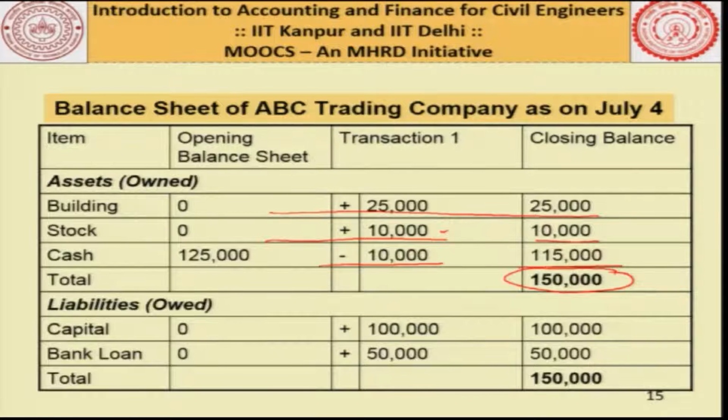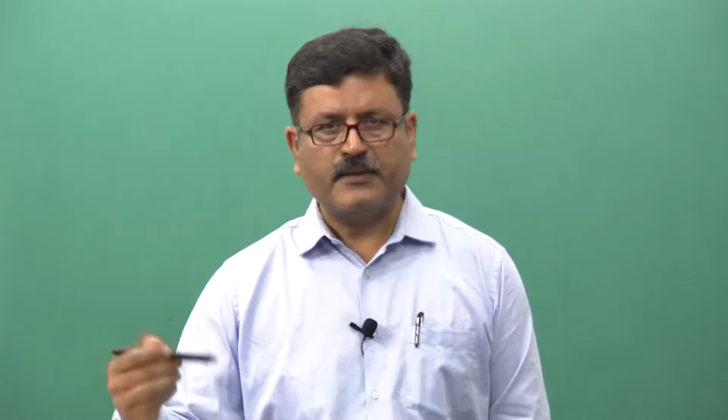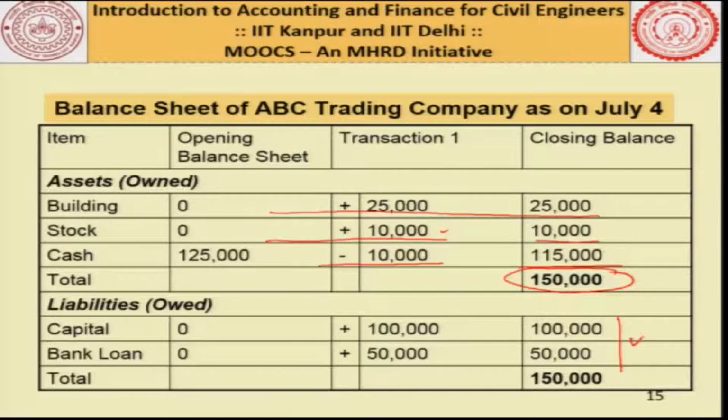What has happened? Again, the transformation of one form of asset into another form. If you look at the liability column, there is no change because bank loan remains same, your initial capital remains same. So, you find these two values are still matching.